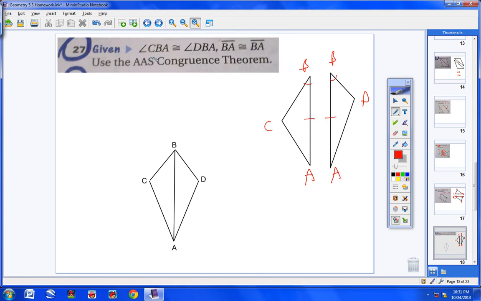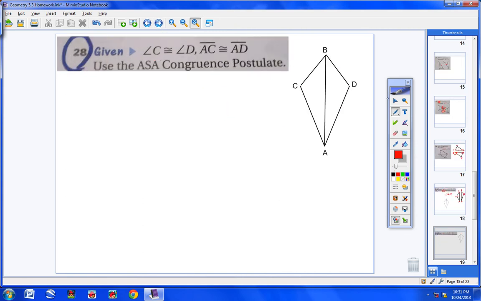Now, they want us to use the angle, side congruence. Angle, side. Well, look, I know it's not going to be this angle here because then I would have angle, side, angle. However, if I said this angle here is congruent to this angle here, then look what I have. I have angle, side, congruent to angle, side. So there we go. So what I'm missing is angle C is congruent to angle D. That's what I'm missing. All right, number 28.